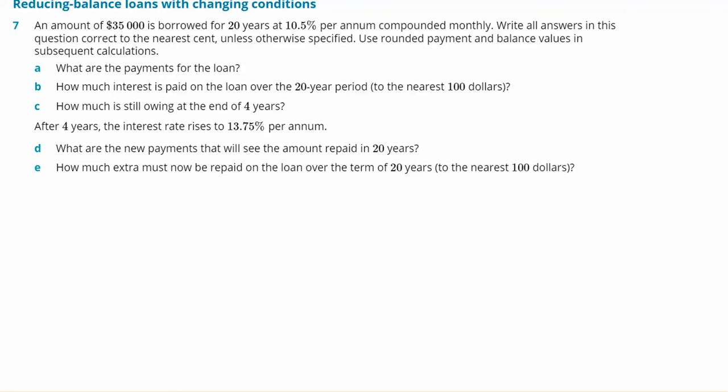So we're going to look at question 7 from exercise 9C. This is actually a really good question because it involves changing conditions. So let's read the question.